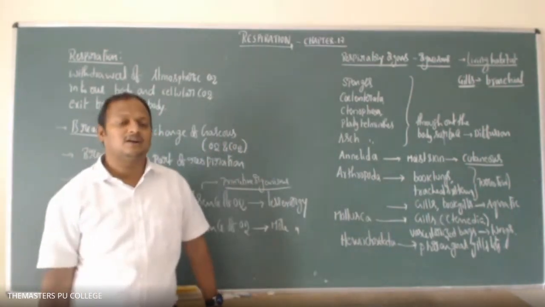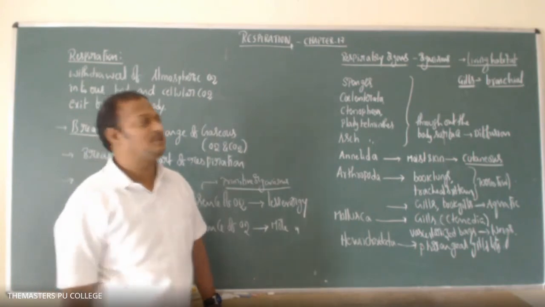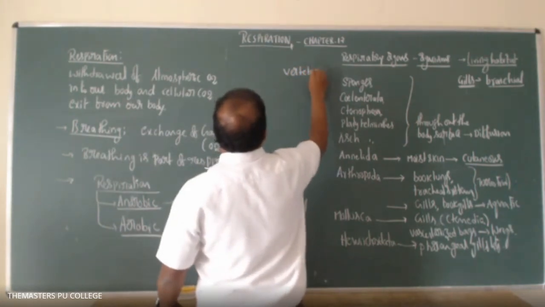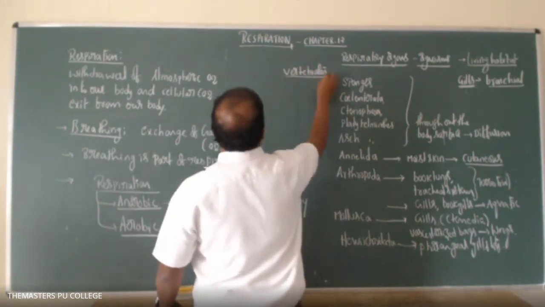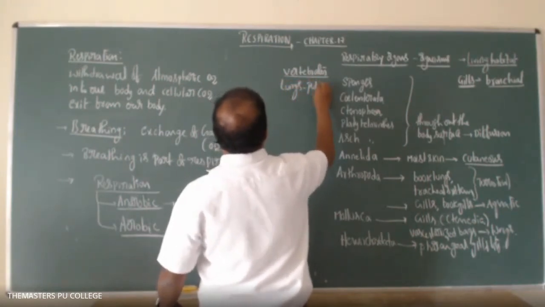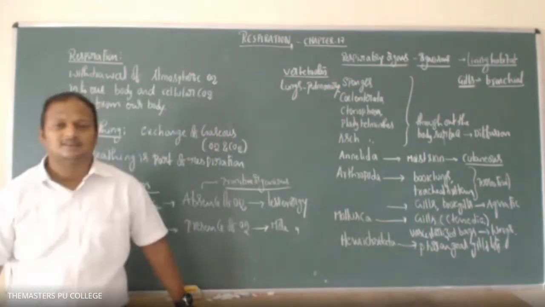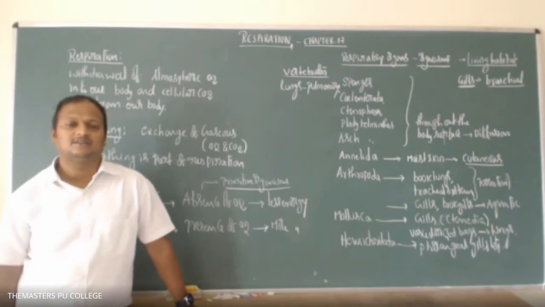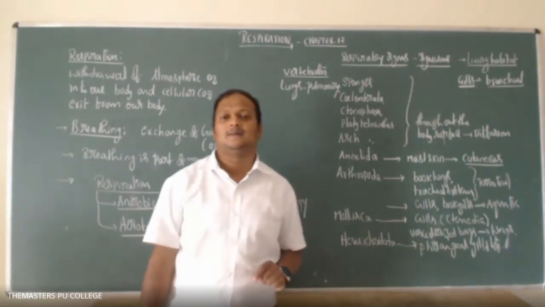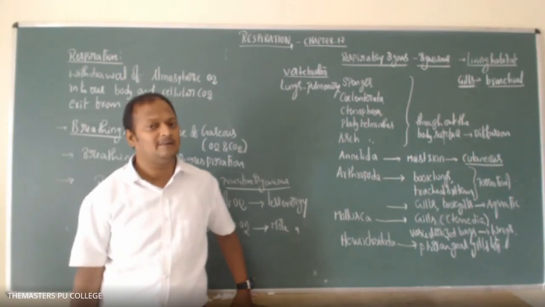And what about the chordates? Most of the chordates, mostly vertebrates, have what type of respiratory organs, students? Lungs. The type of respiration is pulmonary respiration. Clear, students? So these are the different types of respiratory organs in different organisms. Respiratory organs present in organisms are based on what? Based on their living habitat.